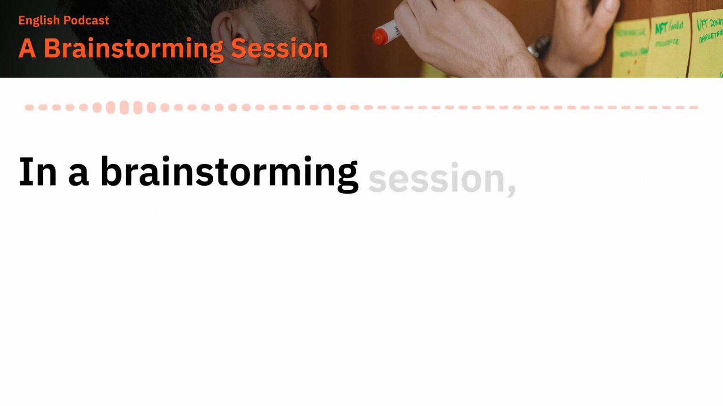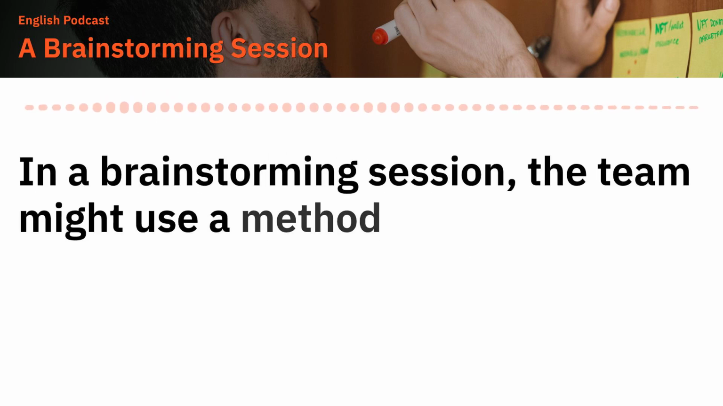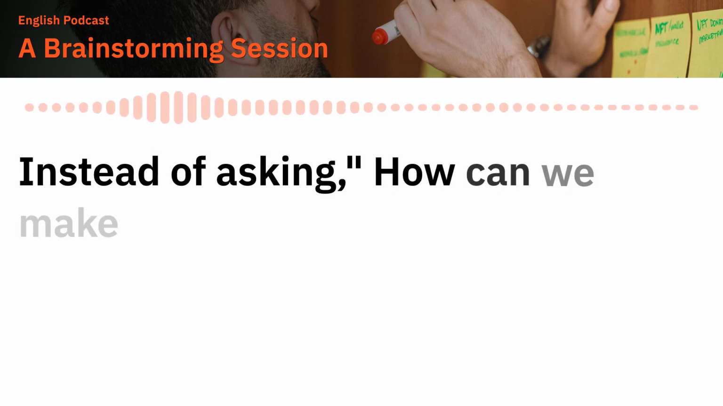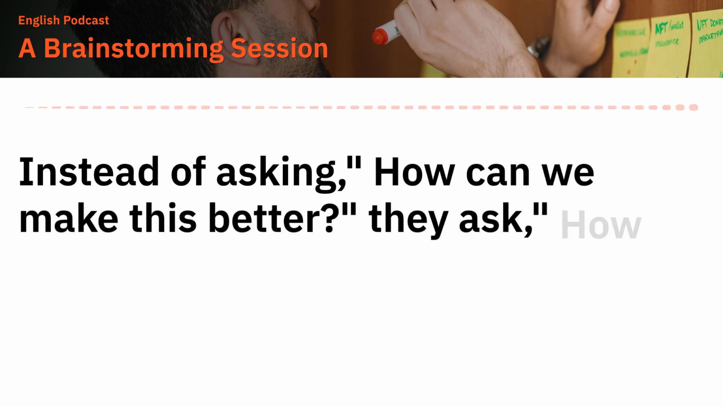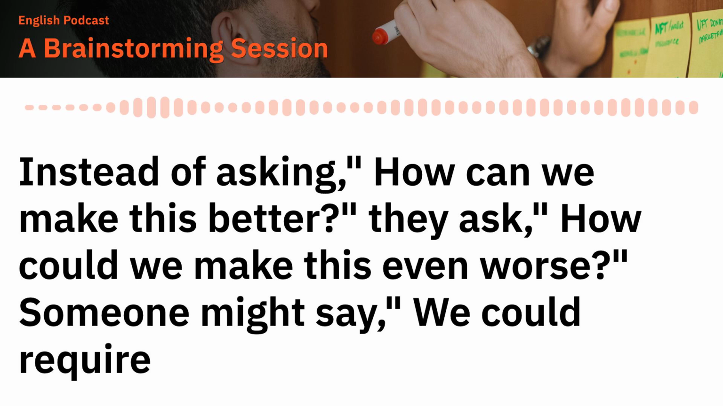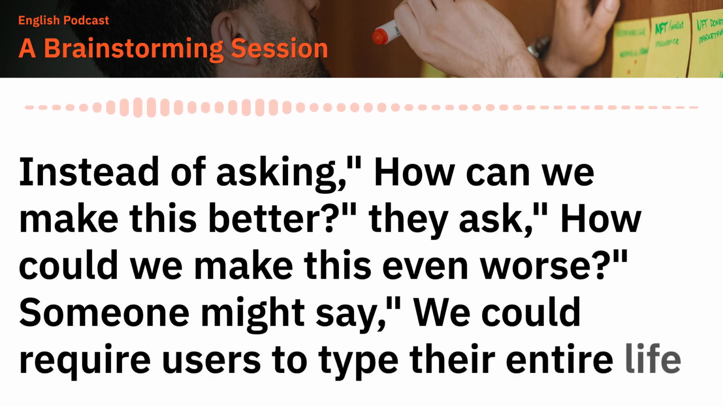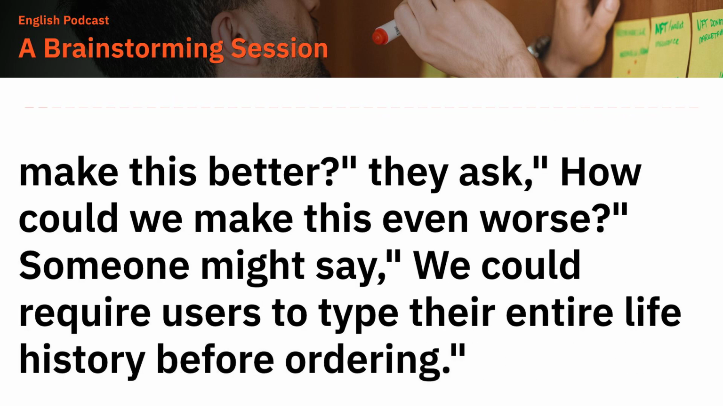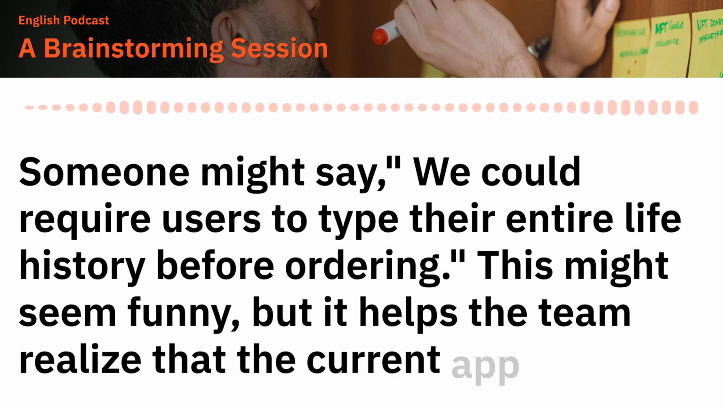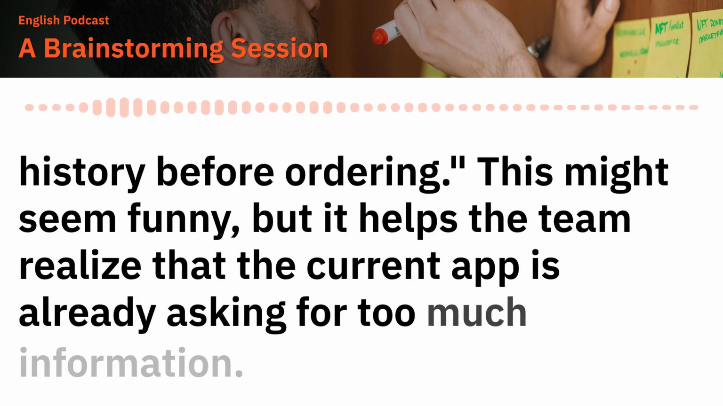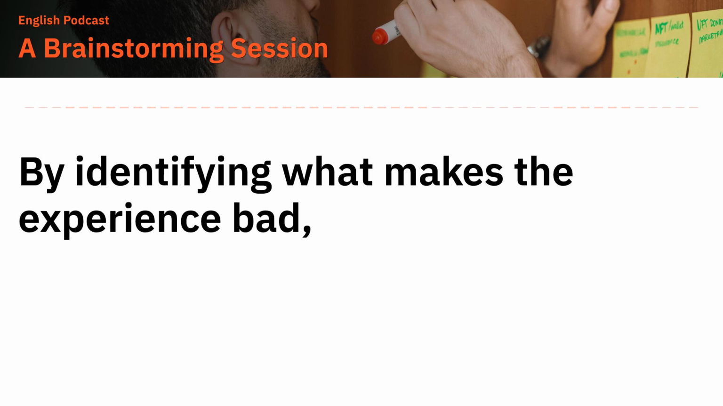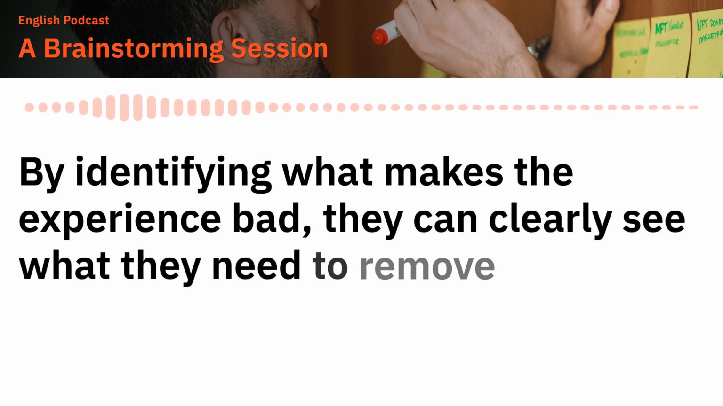In a brainstorming session, the team might use a method called reverse brainstorming. Instead of asking, "How can we make this better?" they ask, "How could we make this even worse?" Someone might say, "We could require users to type their entire life history before ordering." This might seem funny, but it helps the team realize that the current app is already asking for too much information. By identifying what makes the experience bad, they can clearly see what they need to remove to make it good.